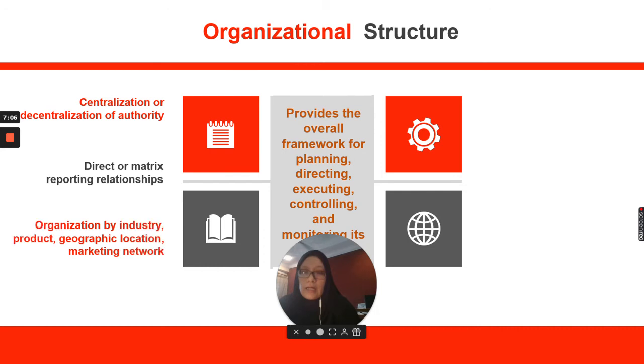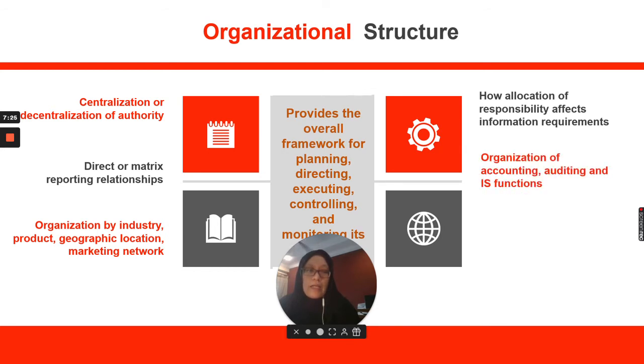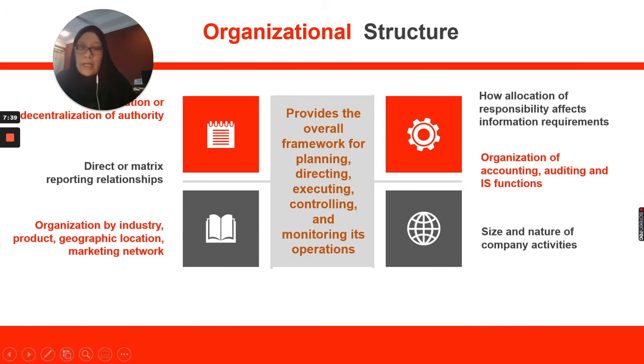The organization can be structured by industry, or by product, geographic location, or marketing network. It can also be structured according to how the allocation of responsibility affects the information requirements, whether the structure is according to the accounting, auditing, or IS functions. It also depends on the size and nature of the company's activities.